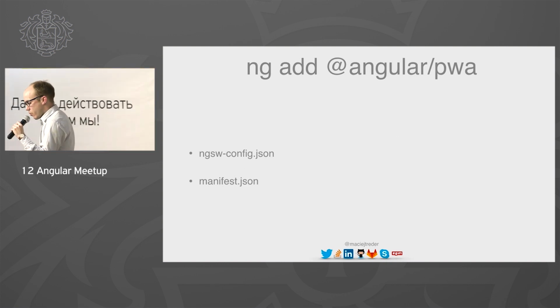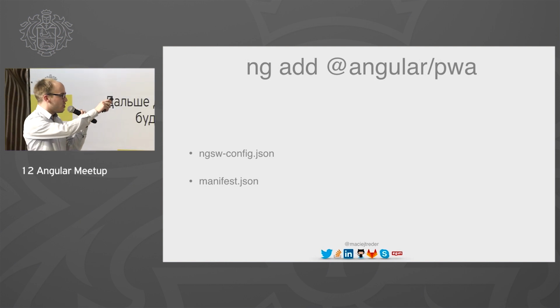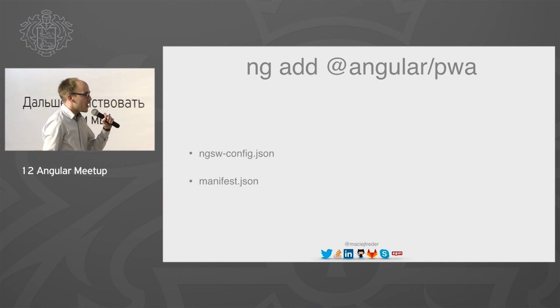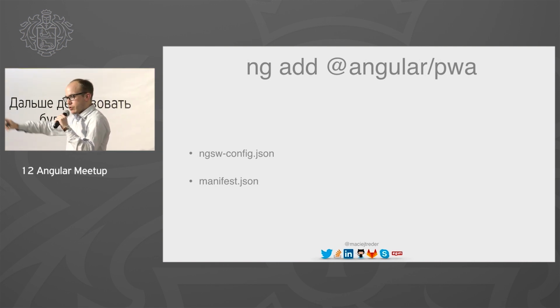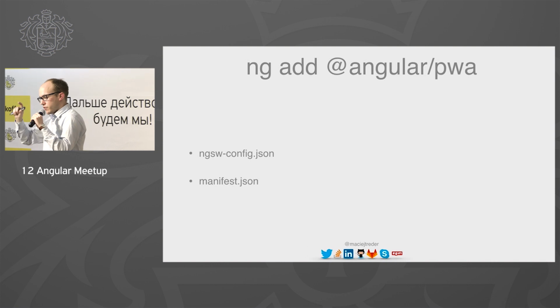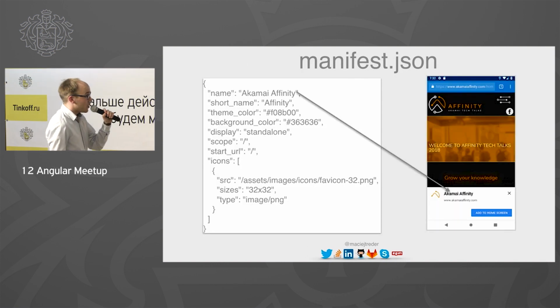Okay, so we covered in whole what the ngsw-config JSON does: the configuration of the service worker file, which is executed in a separate thread. This is for push notifications and for caching. Let's go with manifest.json.